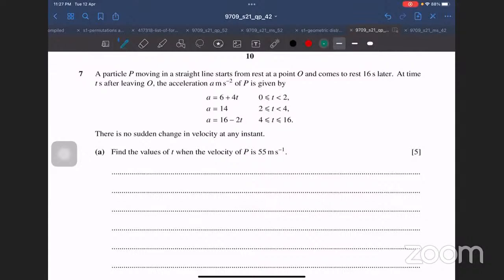Find the values of t when the velocity of P is 55. So I would need the function for v(t). So I'm going to integrate.